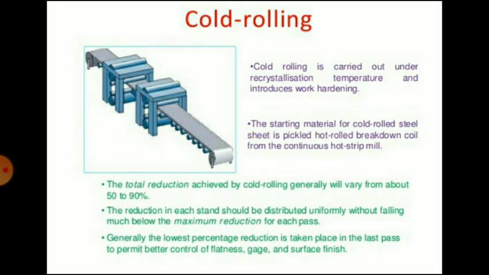Cold rolling is carried out under recrystallization temperature and induces work hardening, and the starting material of cold rolled steel sheet is picked from the hot rolled breakdown coil from the continuous hot strip mill. So in a cold rolling process, the starting material is hot rolled, and then the final operation, the cold rolling process, is carried out.